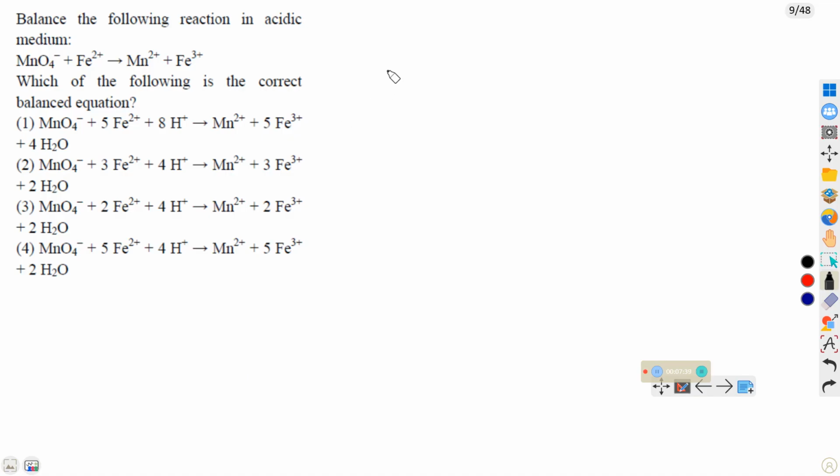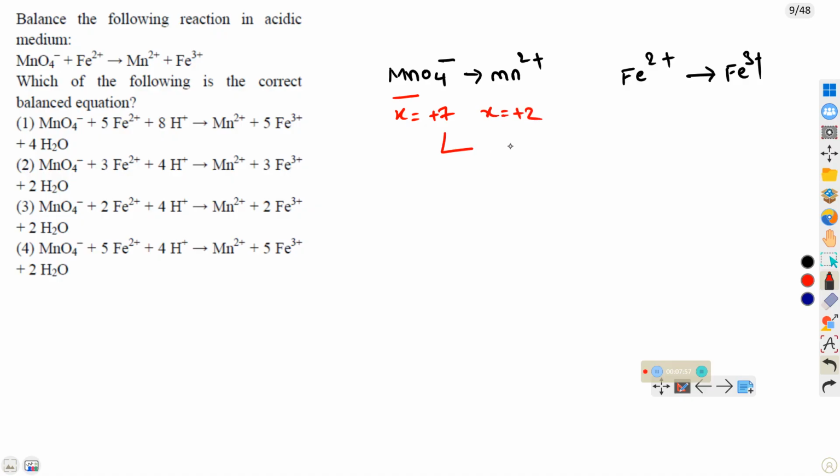Balance the following reaction: MnO4 minus is converted to Mn2 plus, and Fe2 plus is converted to Fe3 plus. First calculate the n factor values. The oxidation state is plus 7 here and plus 2 here, so the oxidation number difference is 5. The n factor value is also 5. Fe: x equals plus 2 and x equals plus 3. Oxidation number difference 1, so the n factor value is also 1.